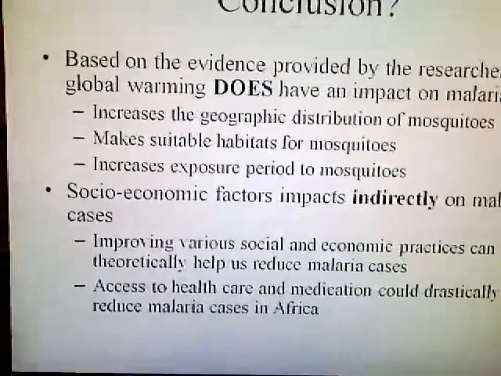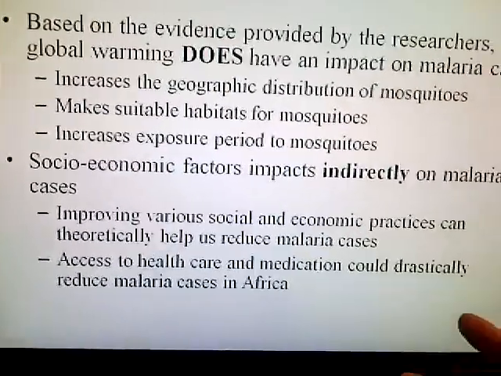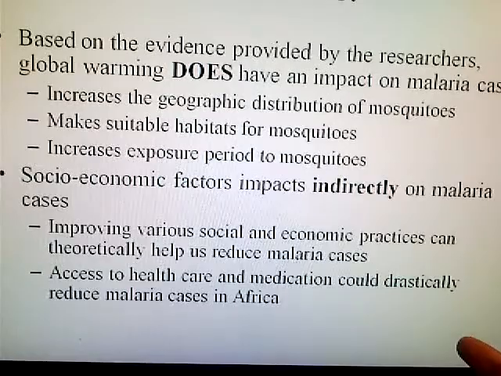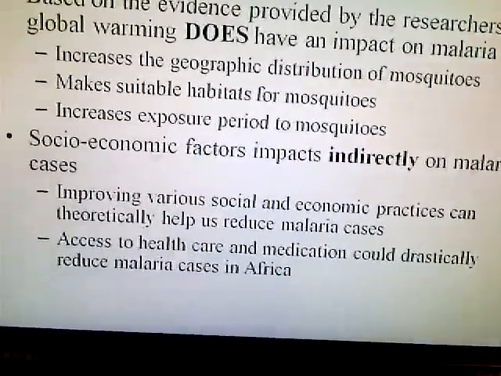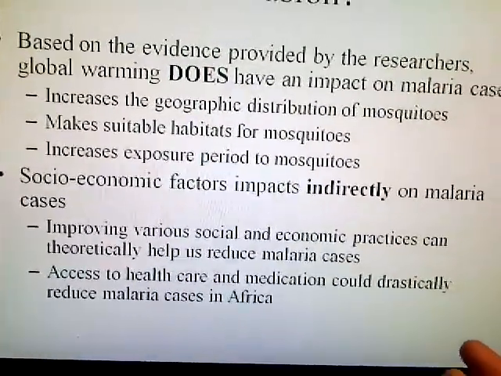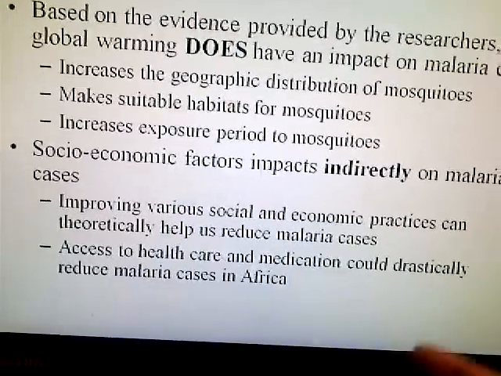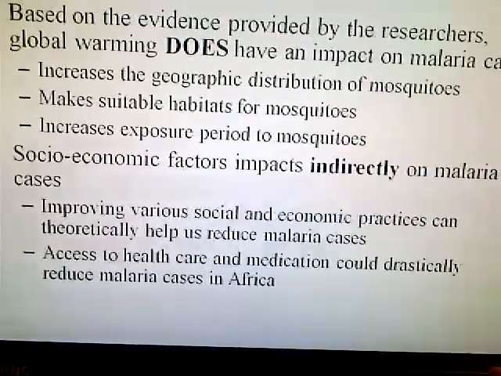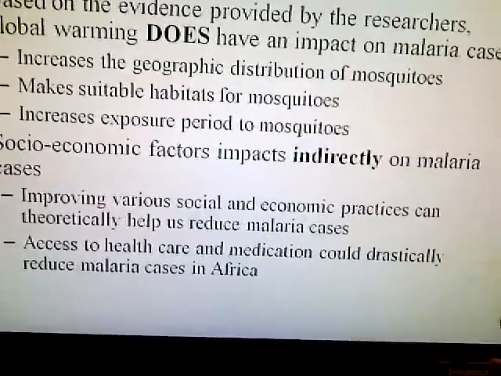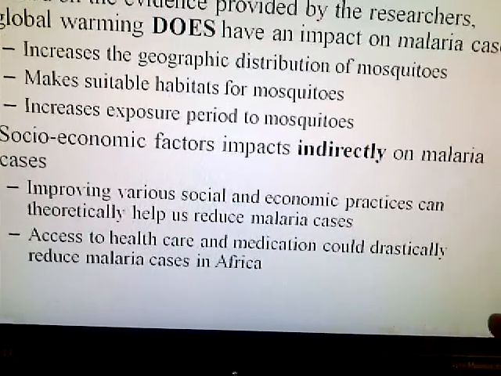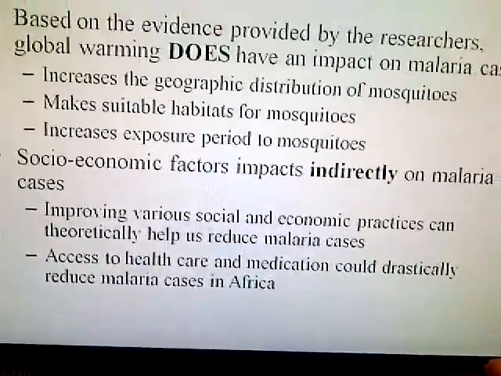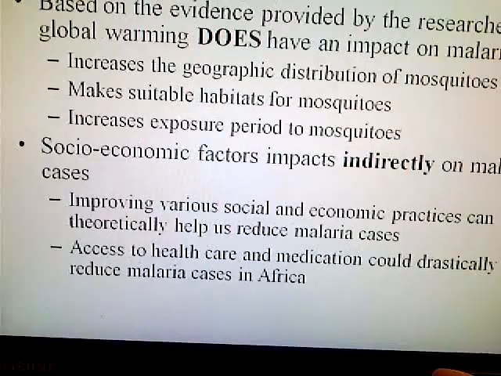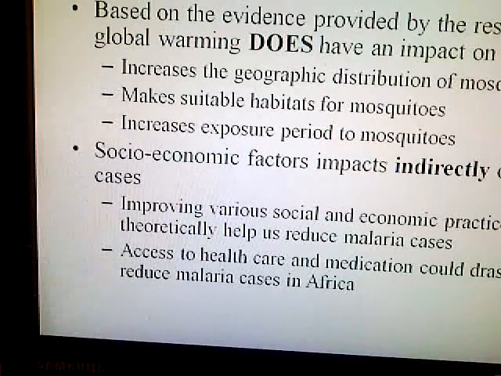Socioeconomic factors does have an impact on malaria cases, but it has an indirect impact. Improving social and economic practices can theoretically help us reduce malaria cases as it did in Europe, but this is not to say that global warming is not causing these mosquitoes to have a wider distribution. And also, access to healthcare and medication could drastically reduce malaria cases in Africa. It's a no-brainer, but still, we cannot ignore the fact that global warming is causing these mosquitoes to have a widespread distribution. And that concludes it.